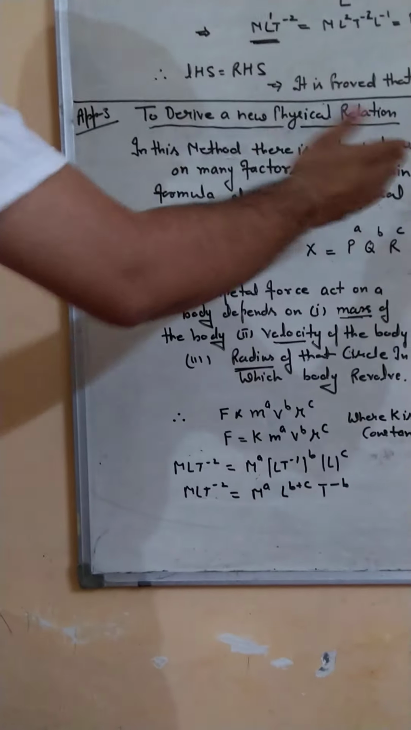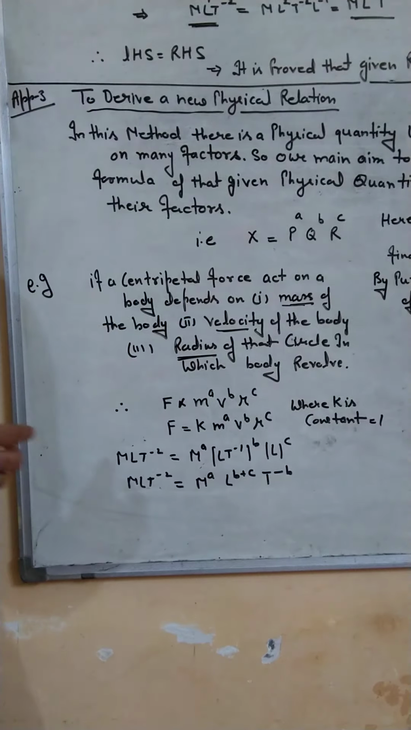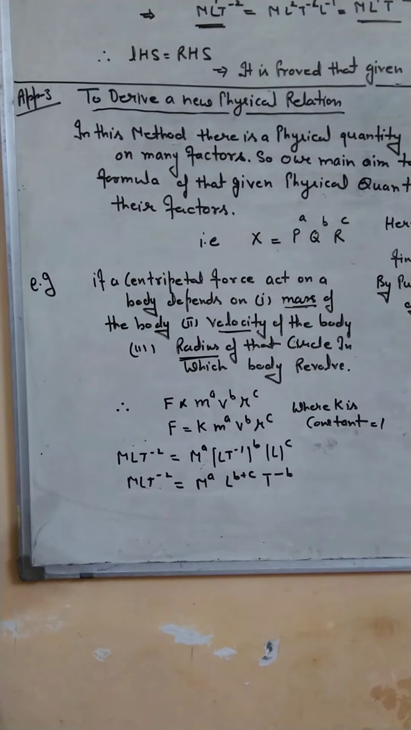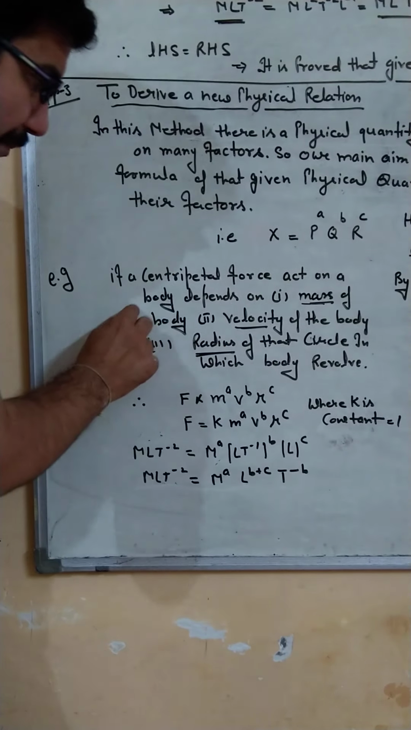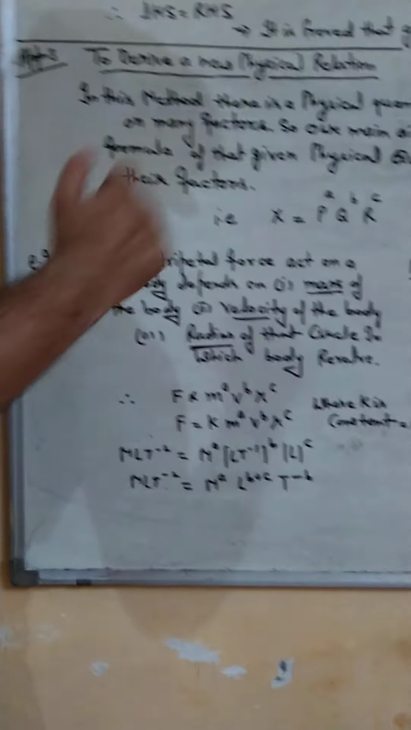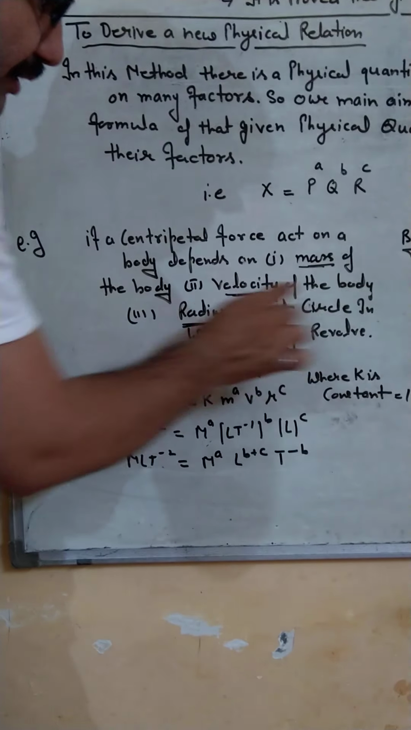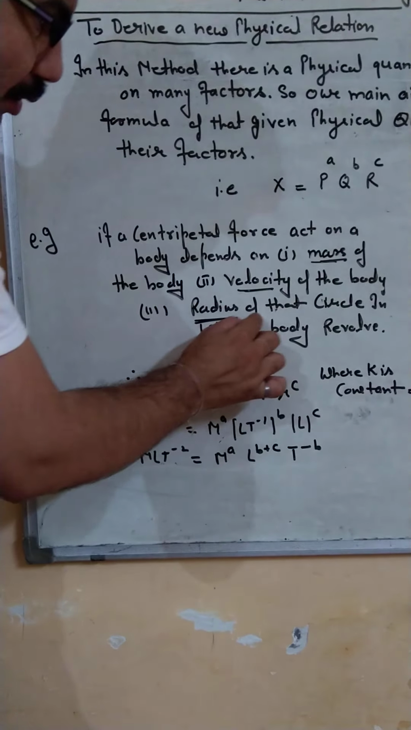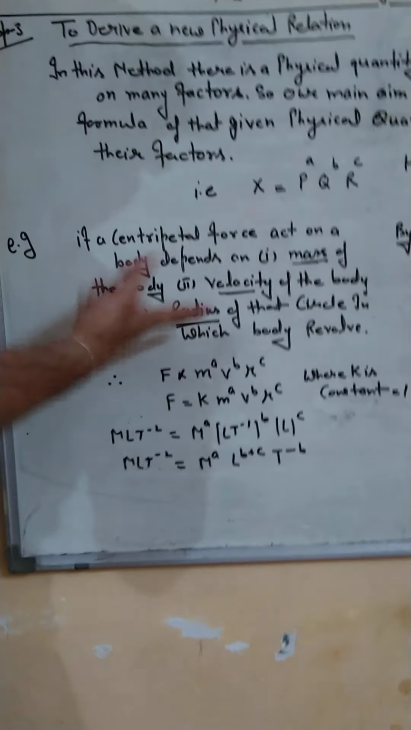So let us take an example. Suppose a centripetal force, I have already told you, acts in a circular path, and the centripetal force acting on a body depends on three factors. First, the mass of the body. Second, the velocity of the body. And third, the radius of the circle in which the body revolves.